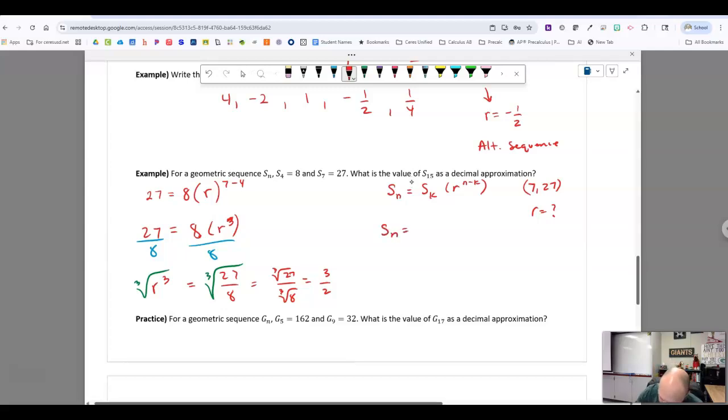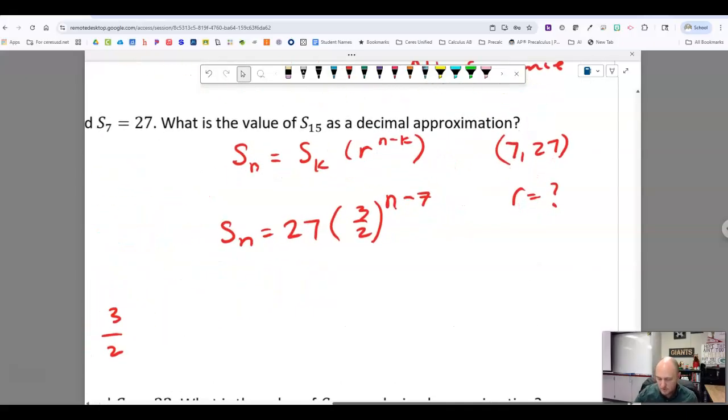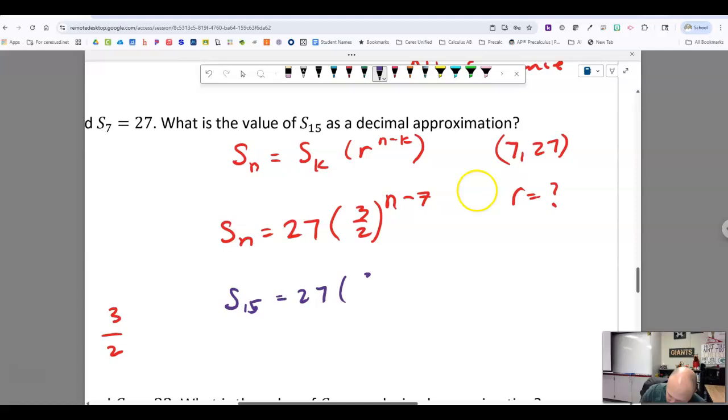So here is my equation. S sub n equals, I'm going to use 27 times 3/2 to the power of n minus 7. So there's my new equation. Okay, so you use the two givens to find r, and then now I'm just going to pick one. You could do the same thing using the other point. And they want the 15th term. So S sub 15 is going to equal 27 times 3/2 to the power of 15 minus 7, which will give us 8.